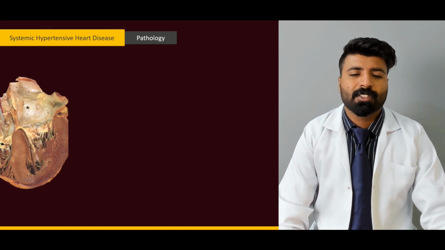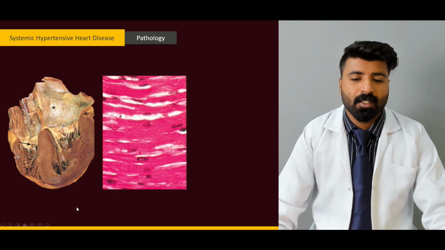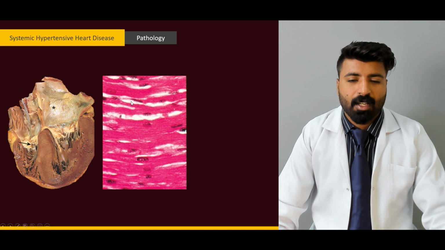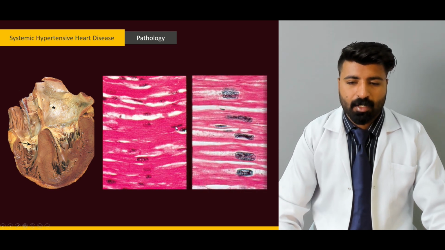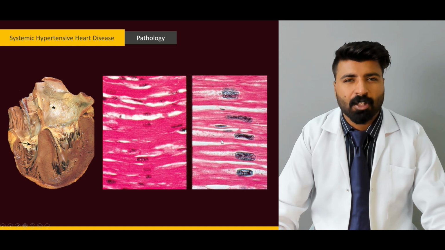Now, the pathology of systemic hypertensive heart disease. This is what it looks like. You can see it. This is a normal structure of the heart, and this is an abnormal structure of the heart. How can we say it's normal and how can we say it's abnormal? How can we say it's physiological? How can we say it's pathological?